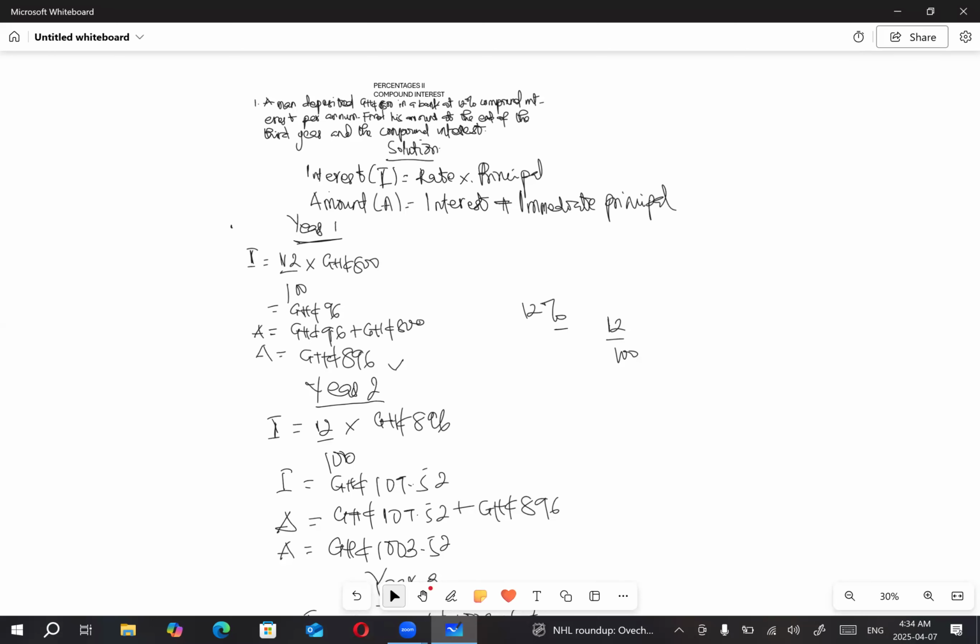Okay, so Anthony deposited 800 Ghana cedis in a bank at 12% per annum compound interest. If at the end of the second year he withdrew 200 Ghana cedis from the bank, find his amount and compound interest at the end of the 3-year period. So he's saving for 3 years. In year 2, he went to withdraw some money. How would you approach this, guys?